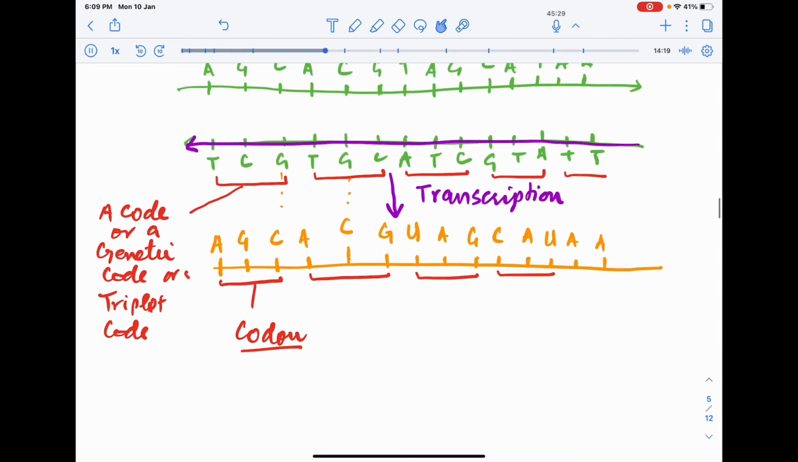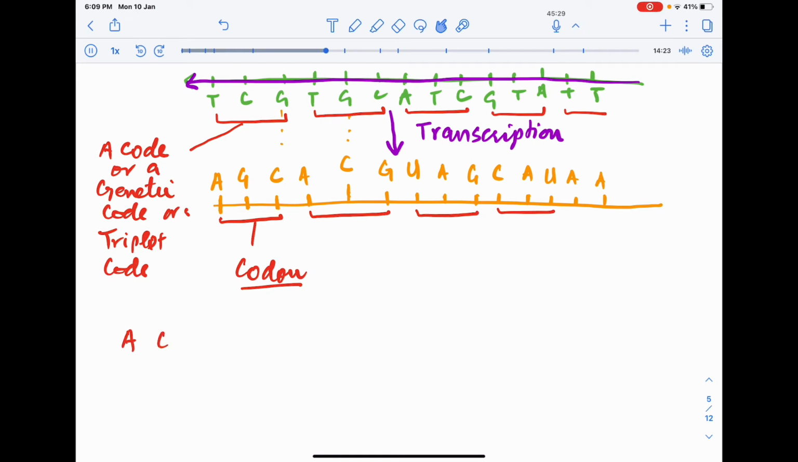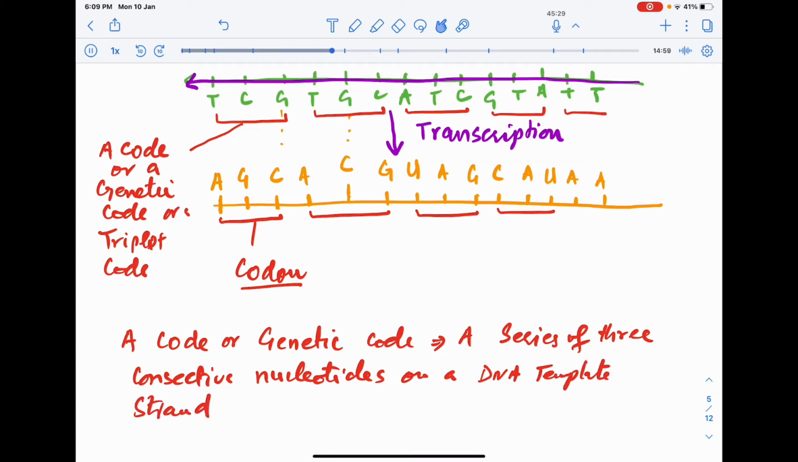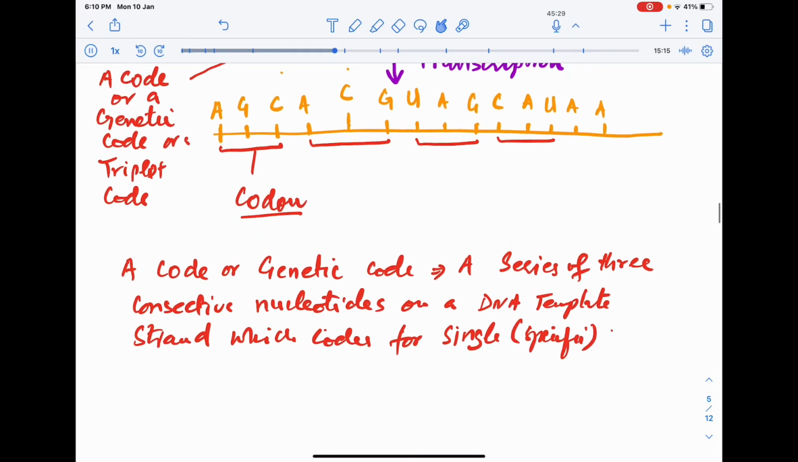So, a code or genetic code is a series of three consecutive nucleotides on a DNA template strand which codes for a single, specific amino acid.